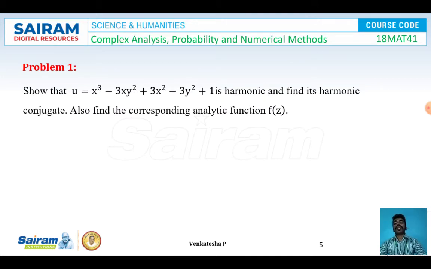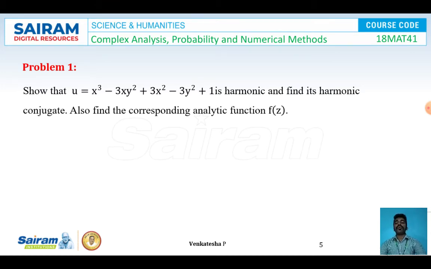Problems. Show that u is equal to x cube minus 3xy square plus 3x square minus 3y square plus 1 is harmonic, and find its harmonic conjugate. Also find the corresponding analytic function f of z. So once we prove u is harmonic, we can find the harmonic conjugate, or else we cannot find the harmonic conjugate here.